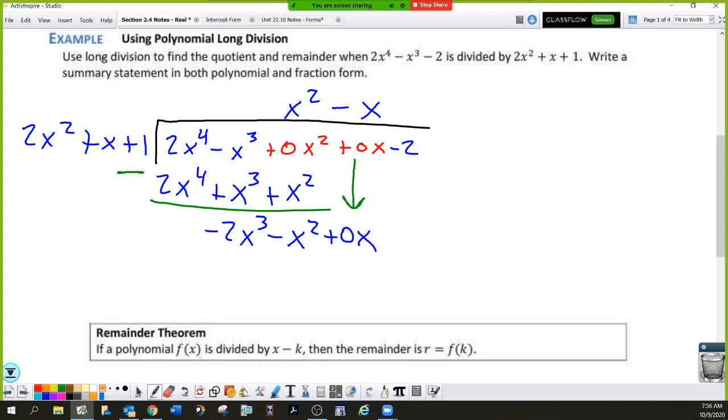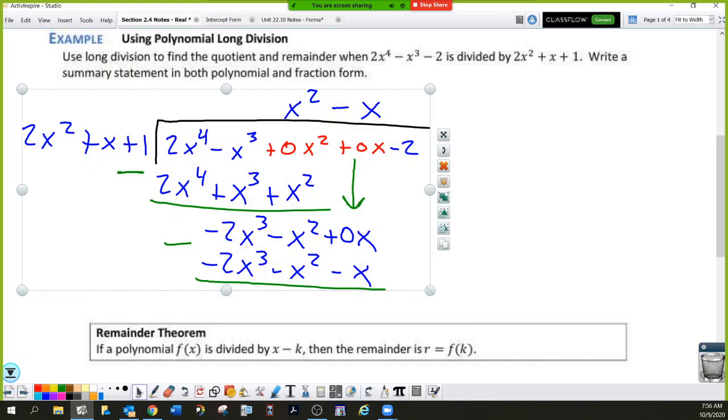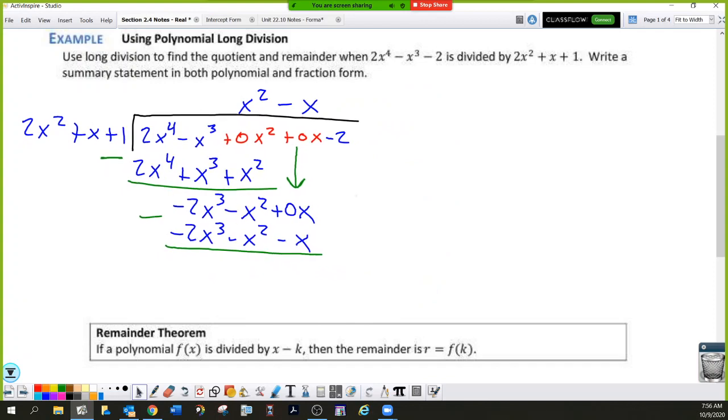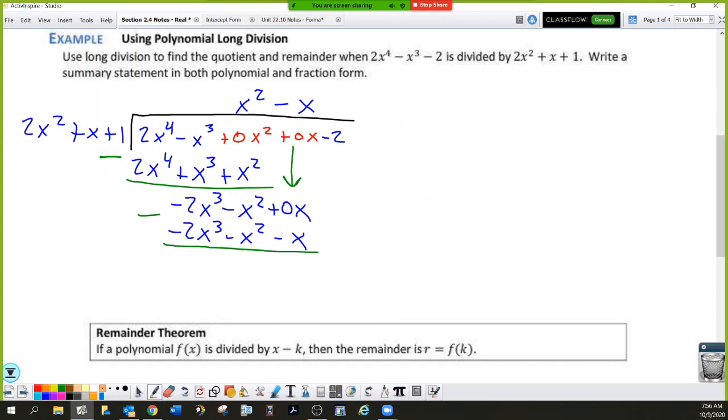Just like before, you're going to take the thing you just wrote and distribute it to the divisor on the outside. So that negative x is getting distributed to 2x squared plus x plus 1. And that's going to give me negative 2x to the third minus x squared minus x. And just like before, you will subtract straight down. I have not given myself anywhere near enough space, so I'm trying to remedy that. There we go. Now I have more space.